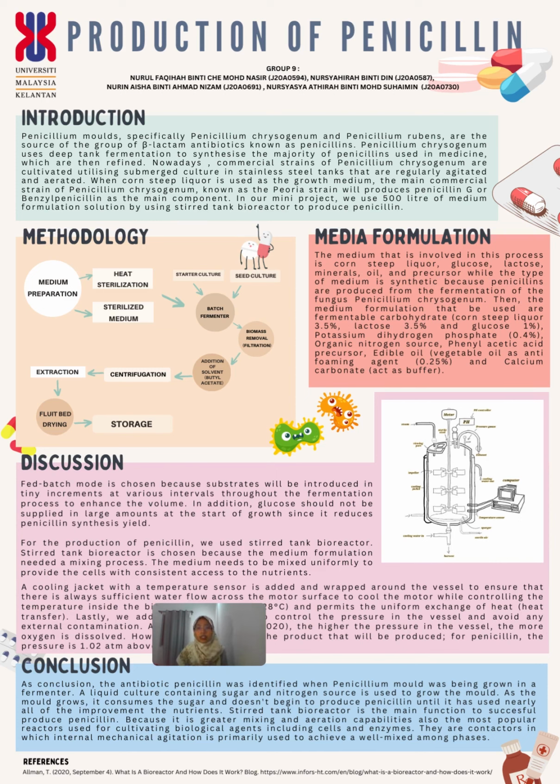The stirred bioreactor is the main equipment to successfully produce penicillin. Why? This is because the stirred bioreactor has well-mixing and aeration capabilities, and it is also the most popular reactor used for cultivating biological agents including cells and enzymes. These are contactors in which internal mechanical agitation is primarily used to achieve good mixing among phases.